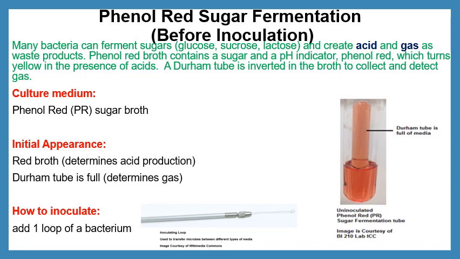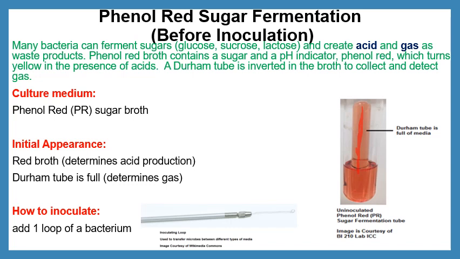Those two indicators, acid and gas, tell us whether or not the bacteria are able to ferment or metabolize various sugars. A Durham tube is this little inverted test tube. So here we have our little inverted test tube. Initially, it's going to be full of media, in this case, let's say, glucose broth. And again, we have that red appearance. The Durham tube is this inverted test tube full of media.